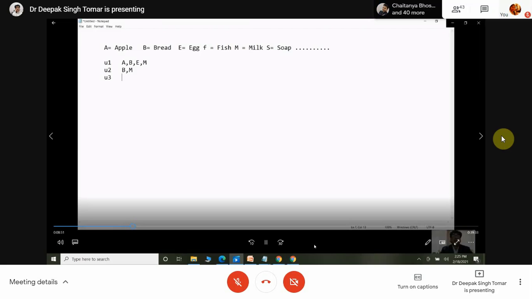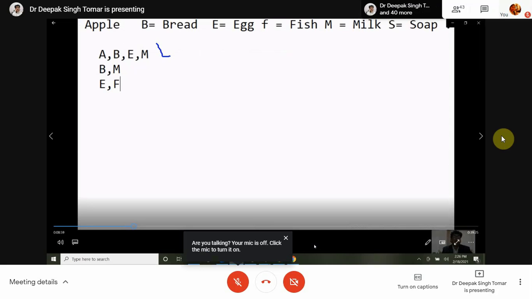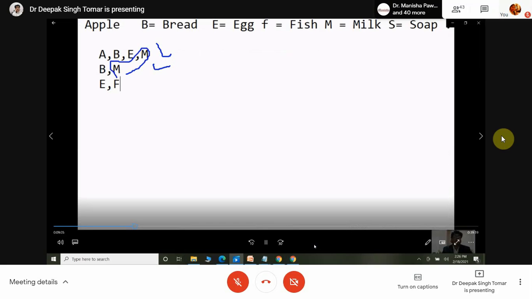So another one comes and he will take egg. These patterns occurred, and we have to find the relationship among the items. How many times is the milk with the bread? So this is more frequent.